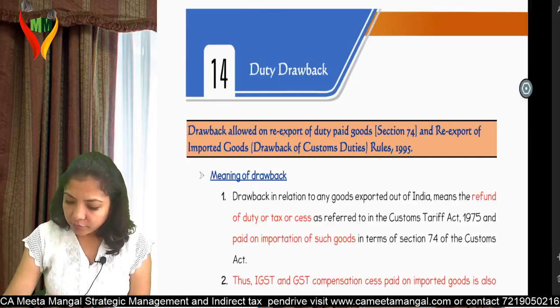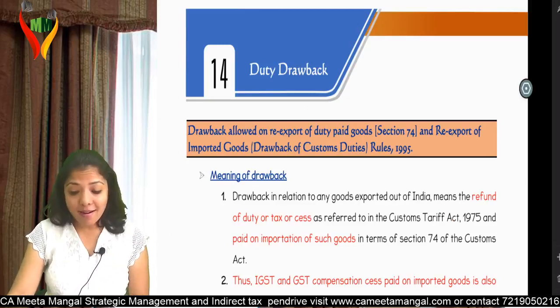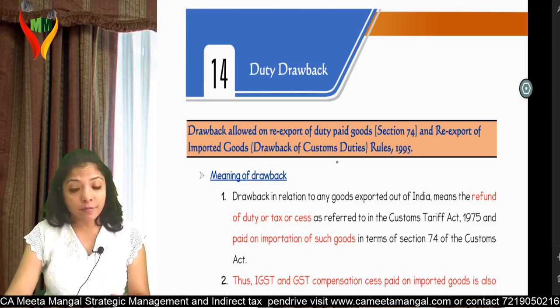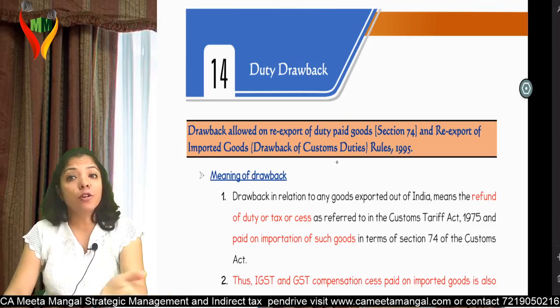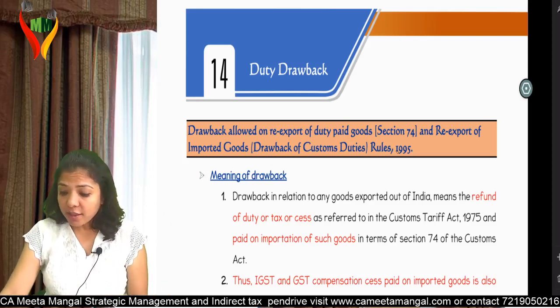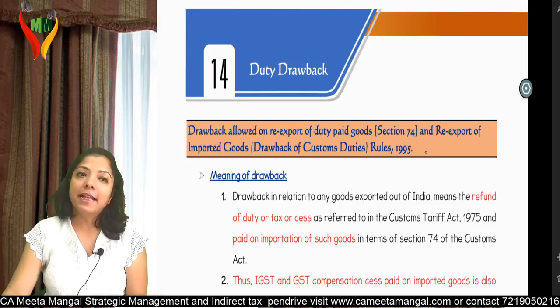Okay. So now let's come to section 74. Drawback allowed on re-export of duty paid goods. Drawback allowed on re-export. You're importing and you're exporting it again. Section 74, and for this you have in fact rules also: Re-export of imported goods, Drawback of Customs Duty Rules 1995.